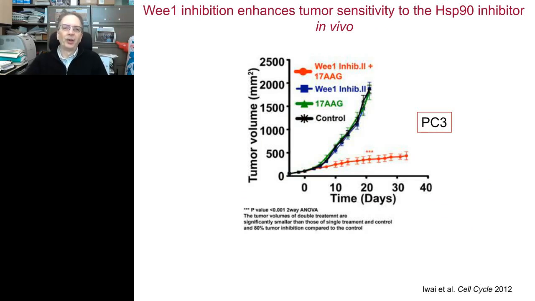These results can be translated to animal studies looking at the growth of tumors. Here we're using a model of PC3 in xenograft form. We're using doses of 17-AAG and WEE1 inhibitor that are low enough so that on their own as single agents they do not cause significant inhibition in tumor growth. But when combined at these doses, which you can see in the orange line, they show significant growth inhibition. Again, demonstrating synergy between very low dose WEE1 inhibitor and HSP90 inhibitor.